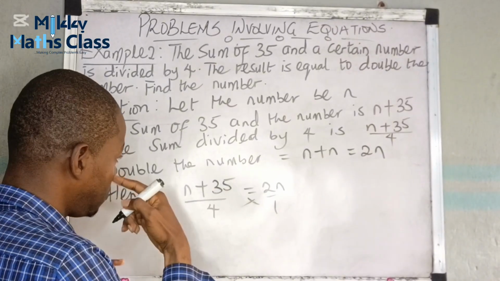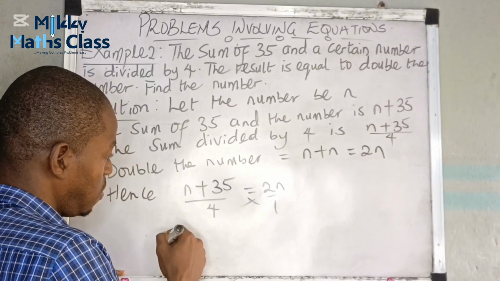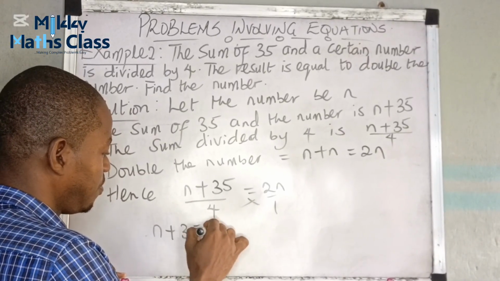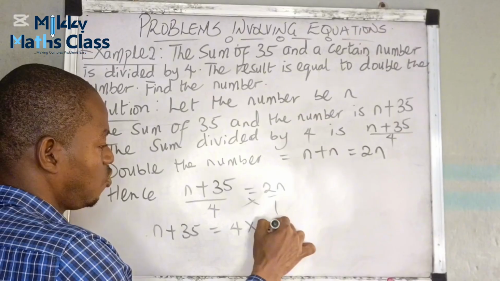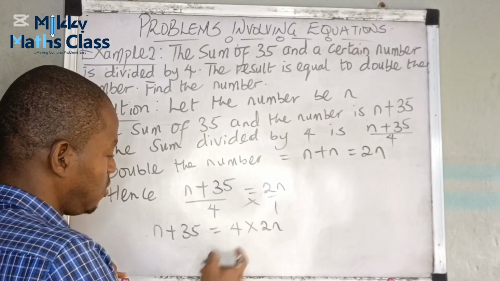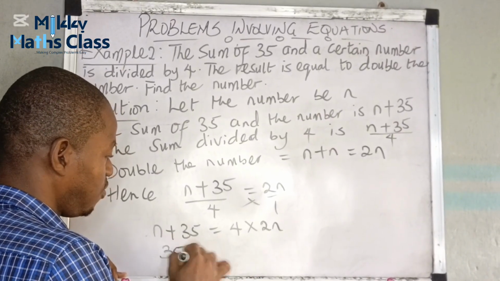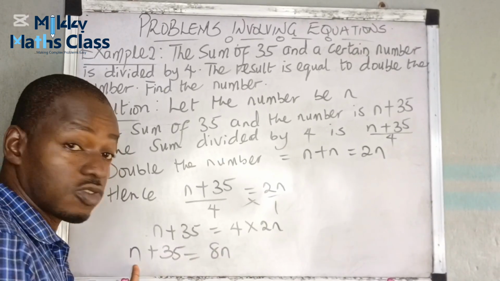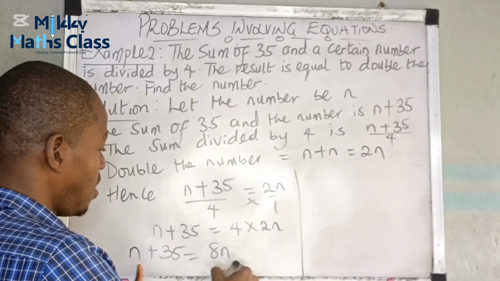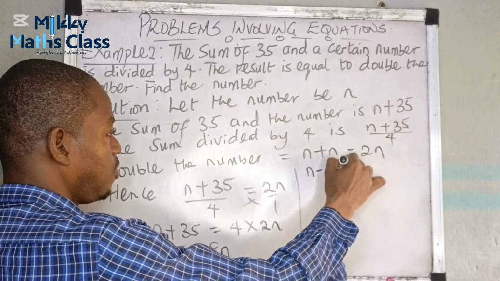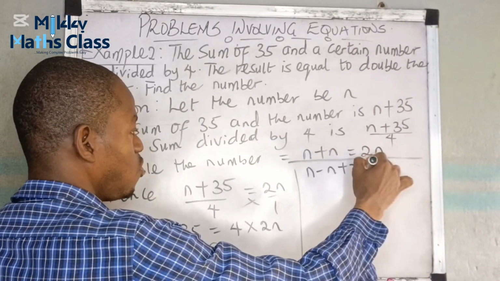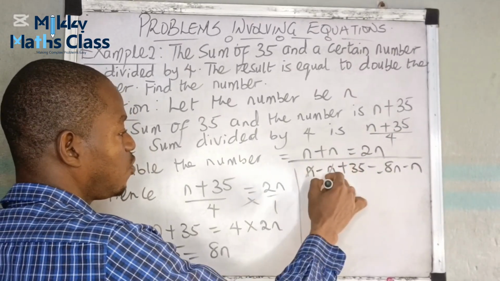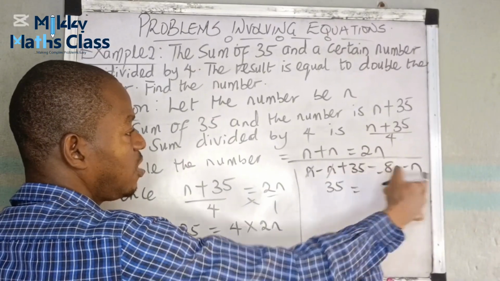So this is 4 times n. So let's cross multiply. That's n plus 35 equals 4 times 2n. So 4 times 2n is 8n. So n plus 35 is equal to 8n. So subtract n from both sides. So we have that n minus n plus 35 is equal to 8n minus n. So this and this will go off. So 35 is equal to 8n minus n.